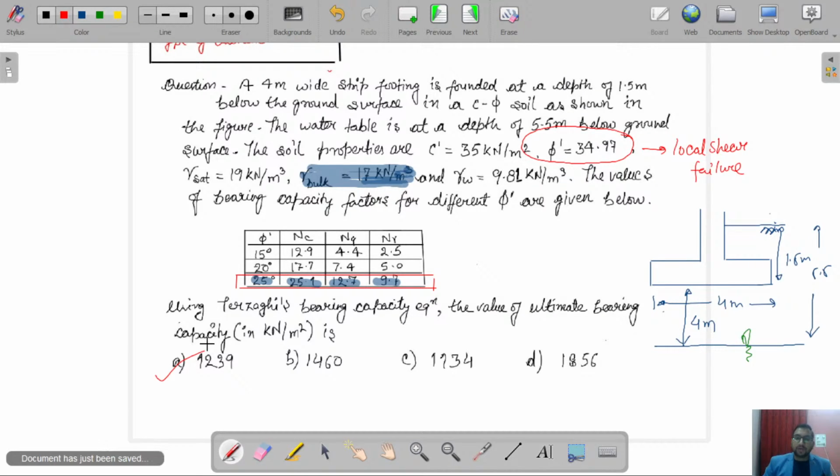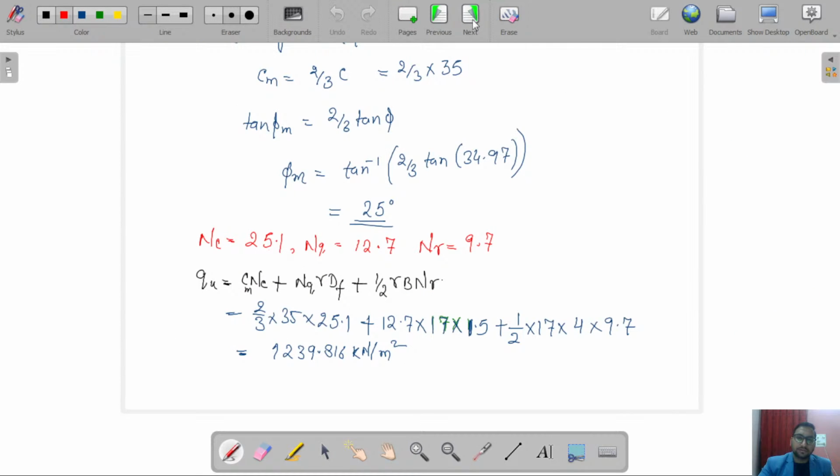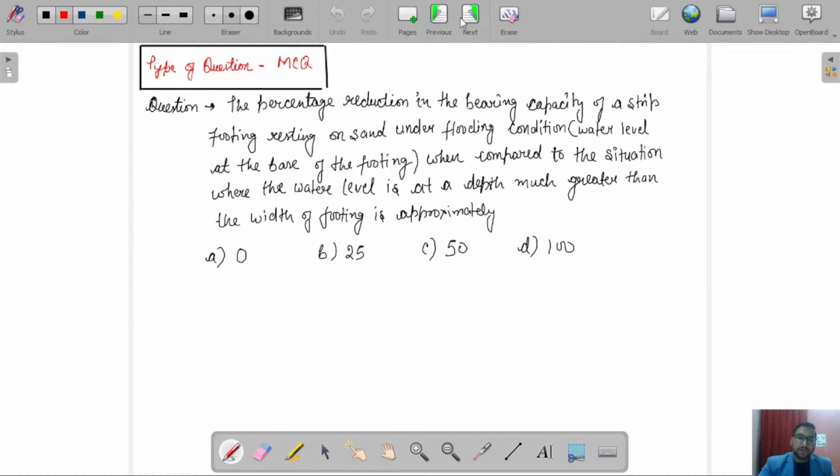I hope now the concept of local shear failure is clear. If the shear failure is local shear failure, what will be the changes in your standard formula given by Terzaghi that we have seen? Okay, our next question.